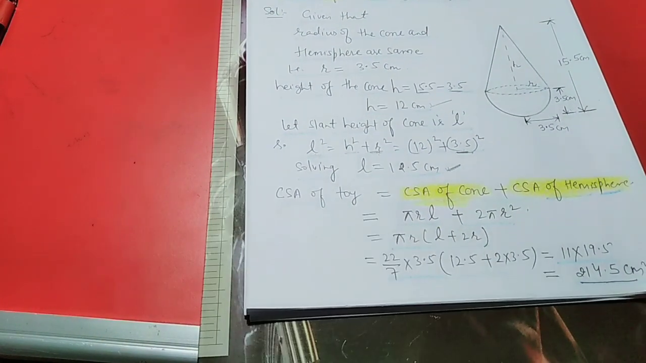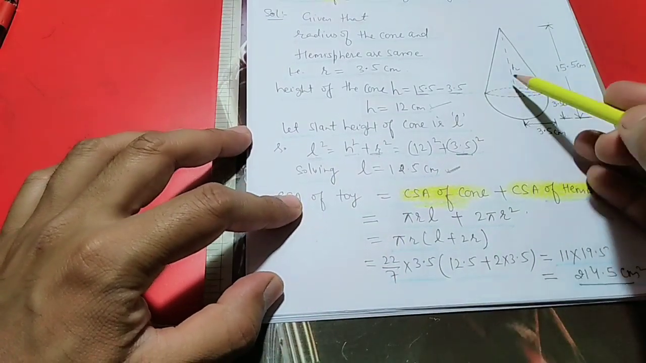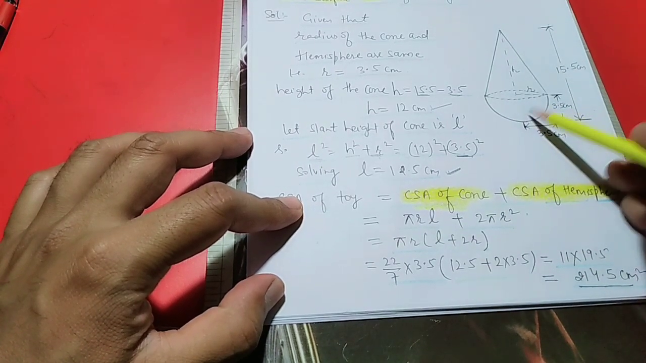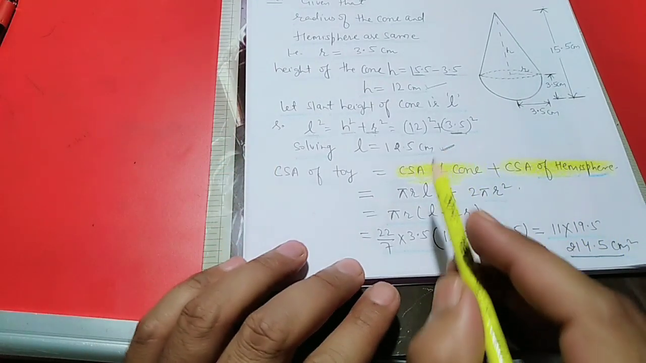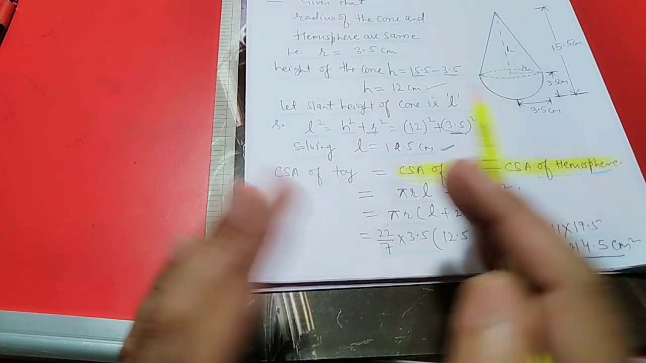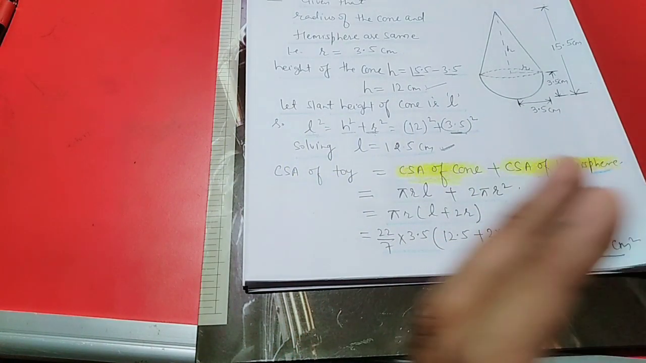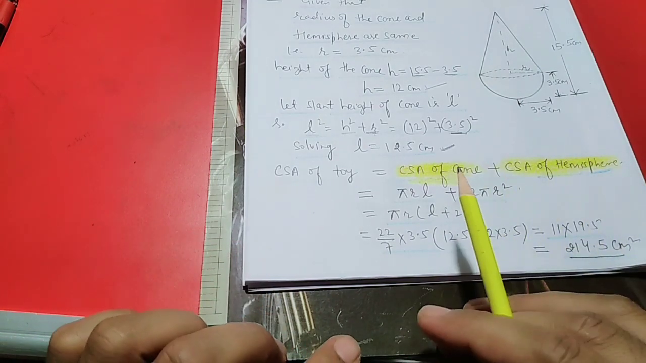Now coming to the curved surface area, in this solid we need to find the curved surface area of the cone plus the curved surface area of the hemisphere. I want to tell you one thing: there are two ways to solve this question. First, find the curved surface area of the cone separately, then find the curved surface area of the hemisphere separately, then add these two. But it will create a burden of calculation.